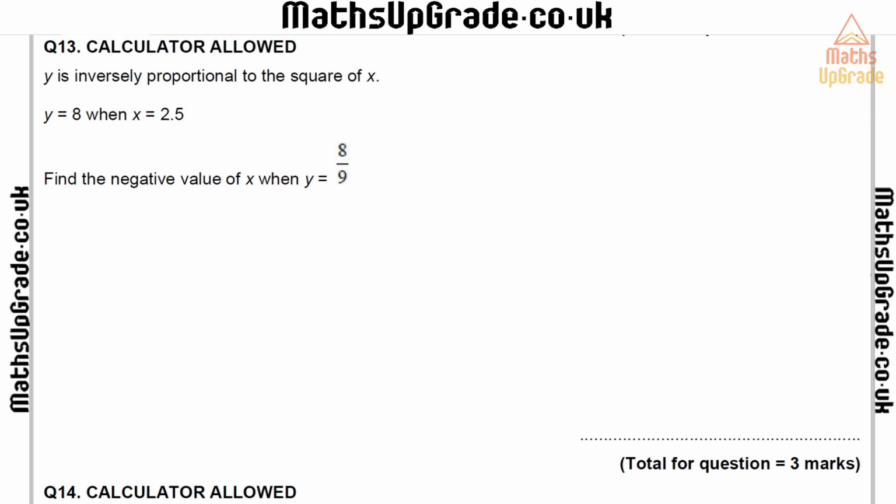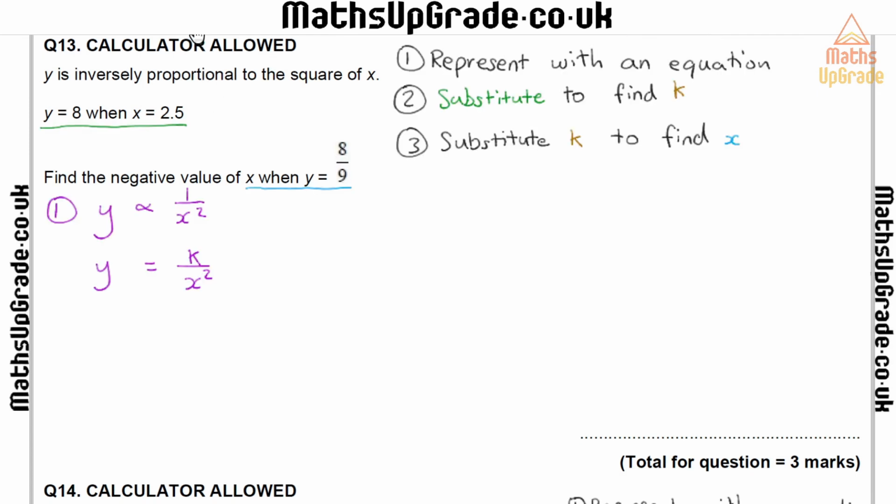In question 13, I'm told that y is inversely proportional to the square of x. I'm given the values of y and x, so I can find the constant of proportionality there, and then I can substitute that along with this value of y to find the value of x. So here's the steps I'm going to take.